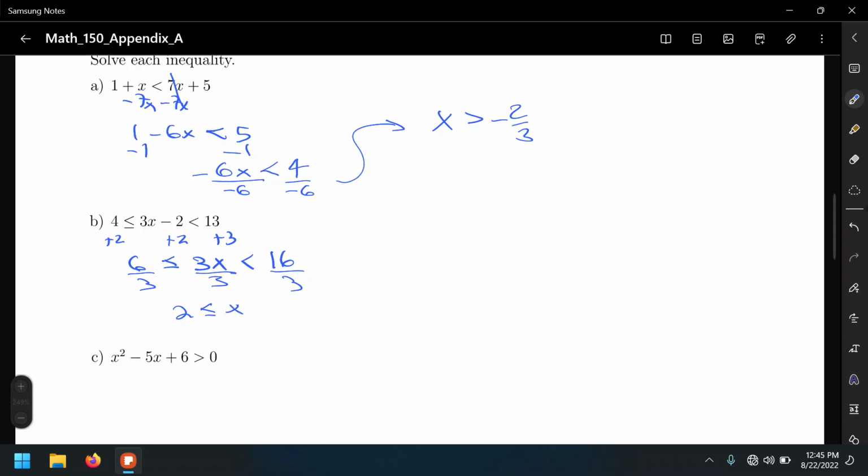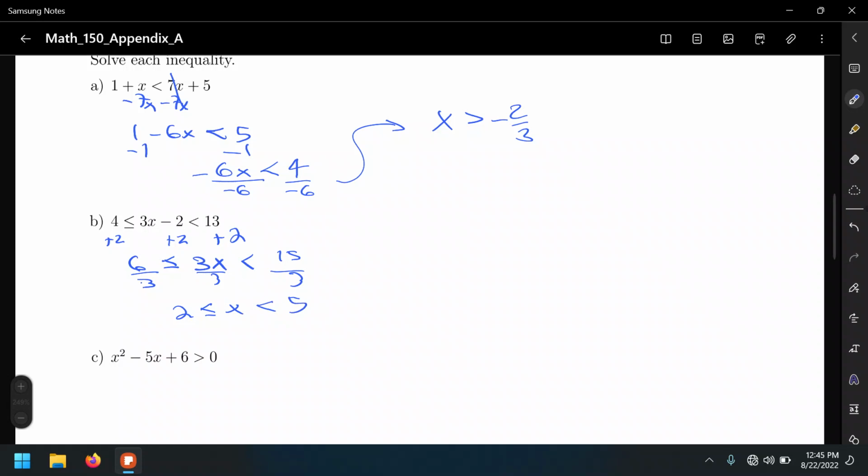Yes? I think it's supposed to be plus 2. Plus 2? Well, that's what I meant, but not what I wrote. Thank you. So that's 13 plus 2, that's 15. Yes, 15. Thank you. So 15 over 3. Much better. So that's 2 and 5. All right.